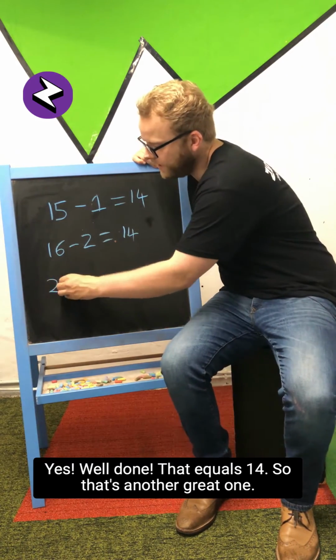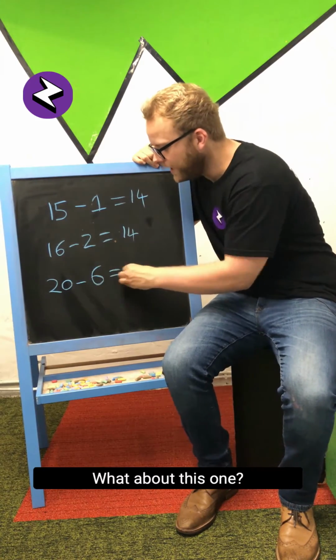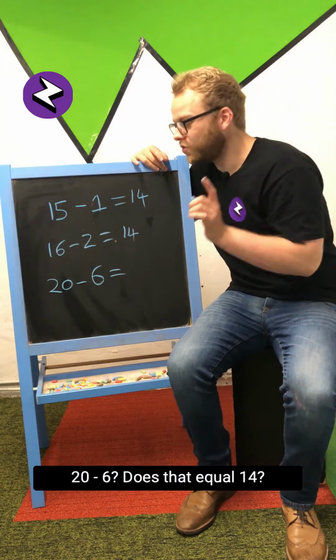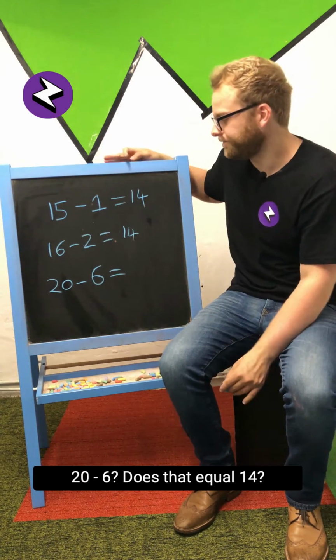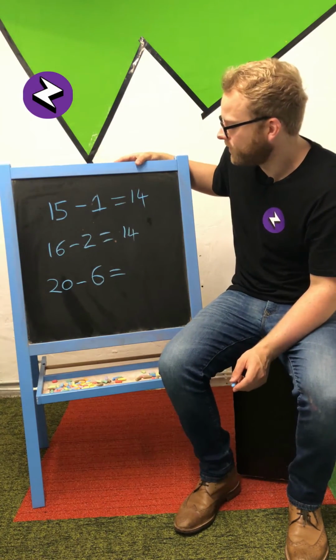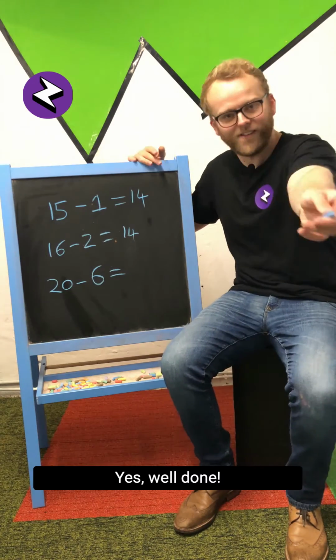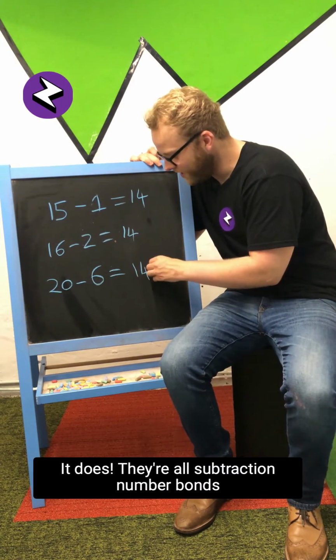Or, finally, what about this one? Really use your noggin for this, okay? What is 20 take away 6? Does that equal 14? Yes, well done. It does, really good.